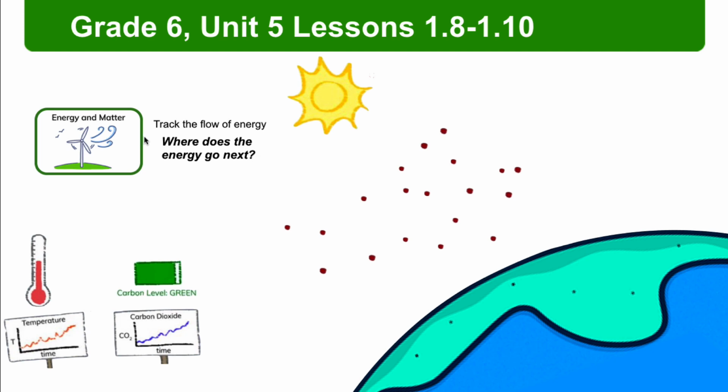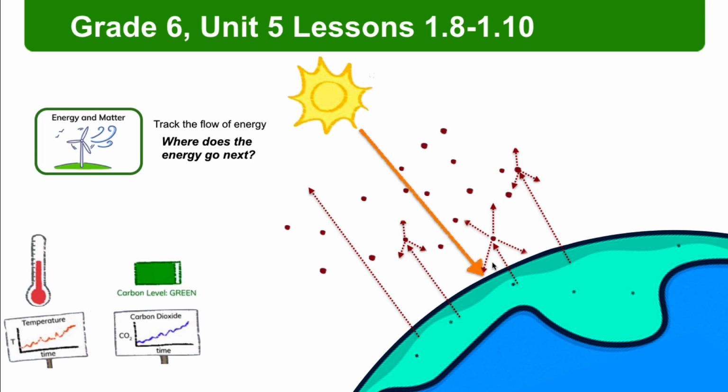We teach our students to track the flow of energy. And the question we often ask with this cross-cutting concept is, where does the energy go next? From the sun down to the earth, where does it go next? Re-radiated into the atmosphere, then where does it go? Absorbed by carbon dioxide and re-emitted, then where does it go?